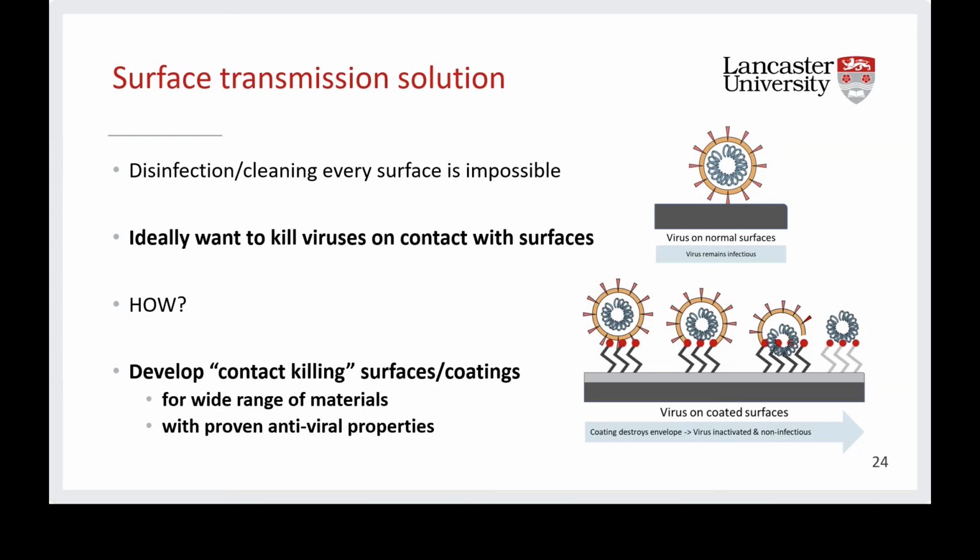Ideally, you want to have a surface that will kill your virus on contact, deactivate it on contact. So your virus ends up on the surface and it's quickly deactivated. You don't need to do anything else yourself afterwards. So obviously the goal here is to develop surfaces or coatings that can be used on a wide range of materials and have antiviral properties. So we would normally say they're contact killing surfaces.